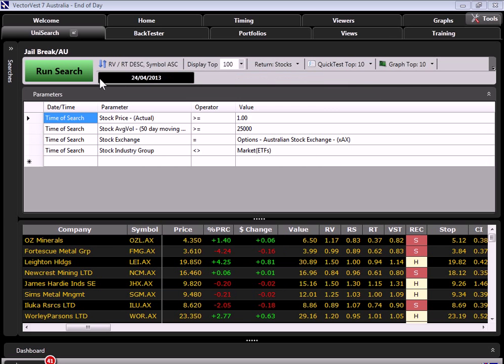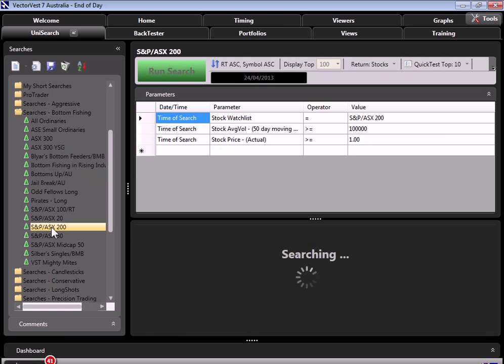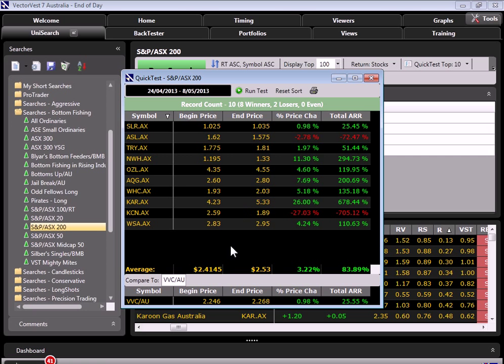If I close this quick test window and come down to the S&P/ASX 200, double click on that. It's also looking for beaten down stocks in the S&P/ASX 200 watch list. I'll go ahead and quick test those. We'll quick test that for a couple of weeks as well. 8 winners, 2 losers, up just over 3%. That's an 84% annualized rate of return.